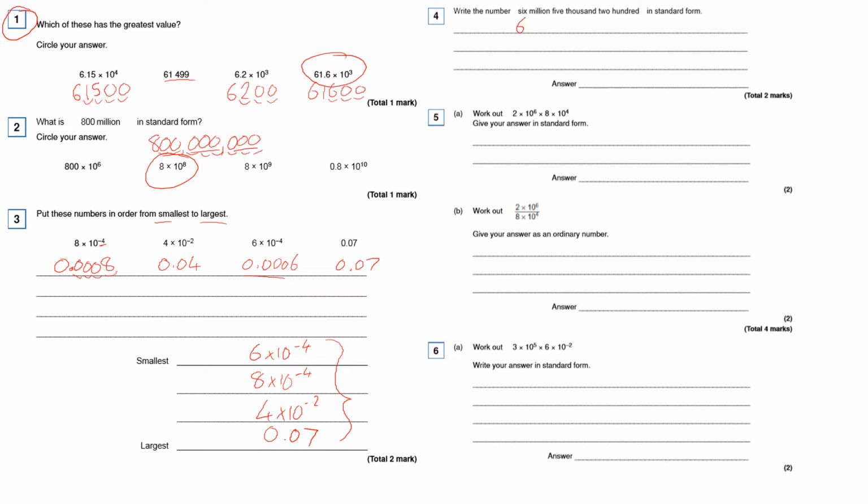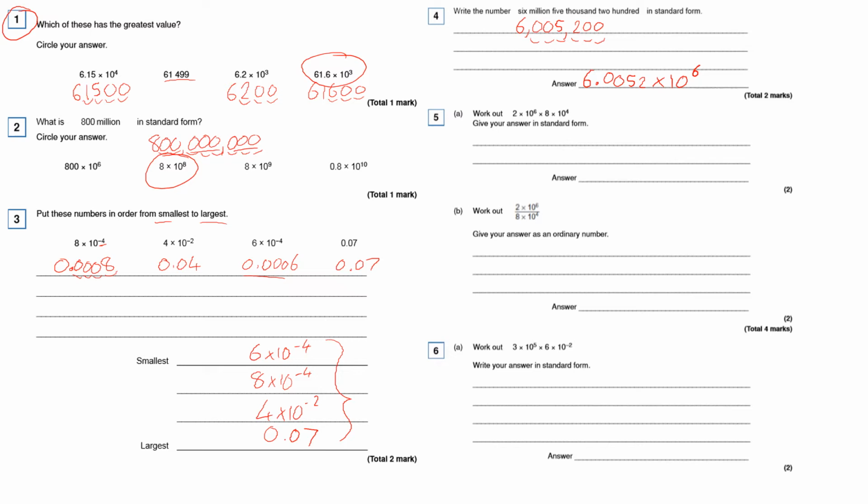Question 4, it says we need to write again a number in standard form. I would always write this out. So this is 6,005,200. So that's 6.0052 at the start, and then we've moved the decimal place once, twice, 3, 4, 5, 6 spaces. So times 10 to the power of 6.